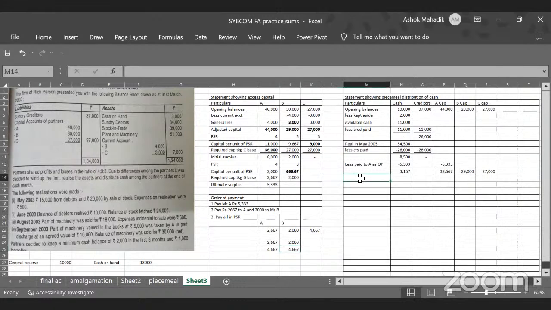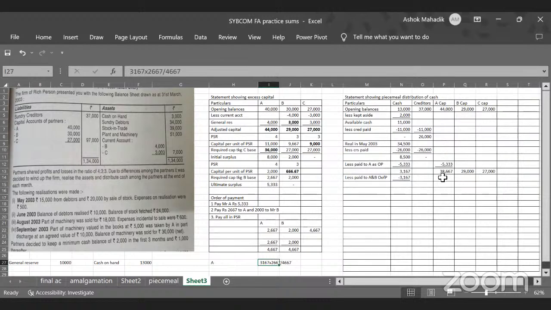Okay, I'll write in next line, less paid to A and B as per order of payment. Full amount will give 3,167. How you will distribute? To A, how much you will give to A? I'll calculate here for A. It will be 3,167 into 2,667 divided by 4,667. Clear, students? This is how you will give it to A.